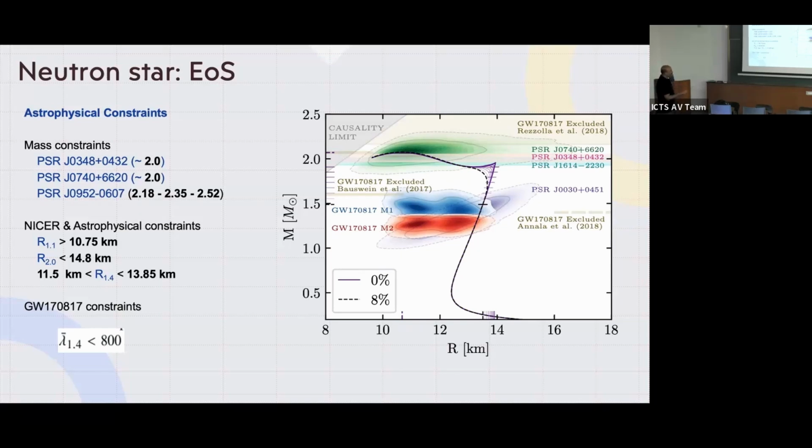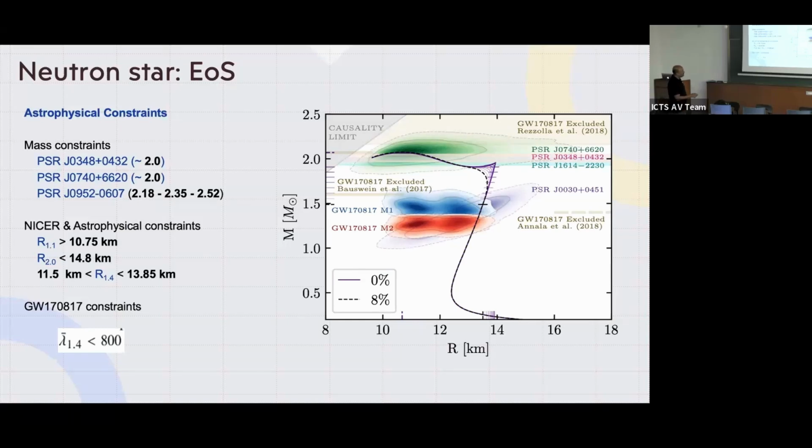Okay, we will not take that into account. This is one of the constants. Another constant is the radius. For 1.1 solar mass, we have observed a radius which has to be greater than 10.75 kilometers. So any equation of state which gives a radius less than this for a 1.1 solar mass star, we will discard that. So these are the different bounds which are shown here.